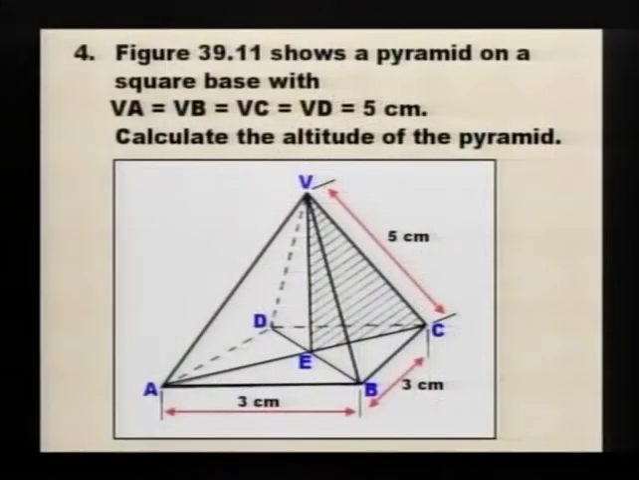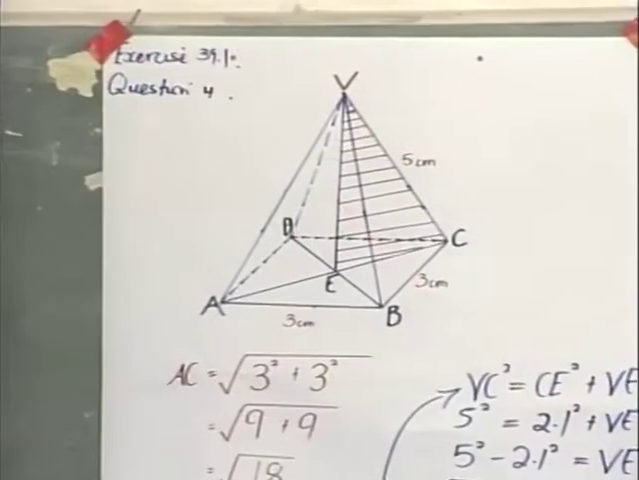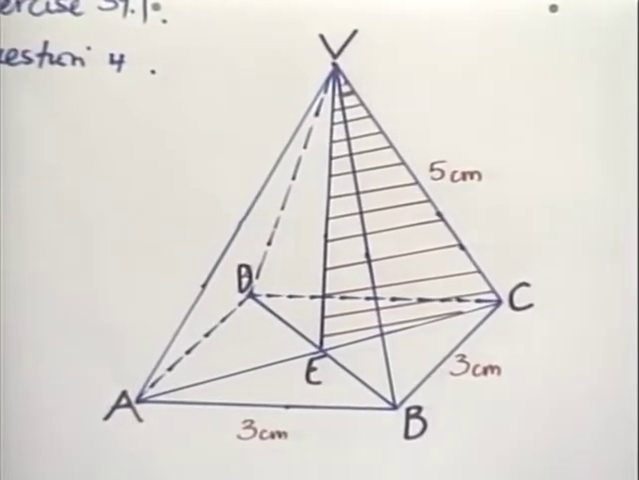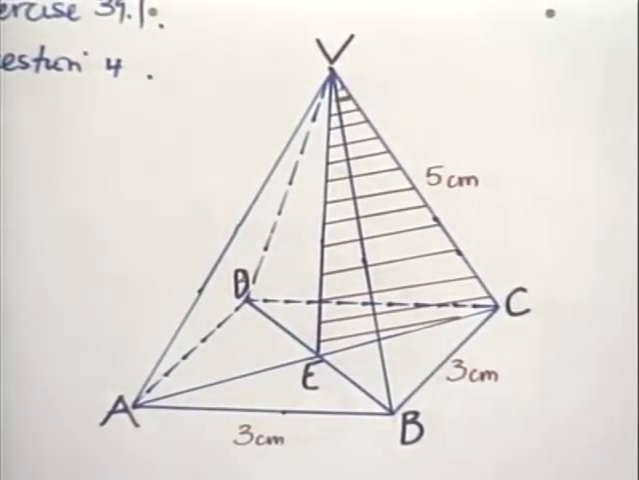Figure 39.11 shows a pyramid on a square base with VA equals VB equals VC equals VD equals 5 centimeters. So the question is, calculate the altitude of the pyramid.